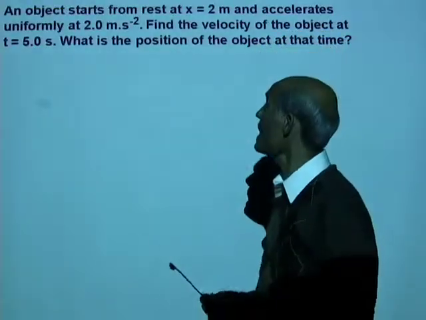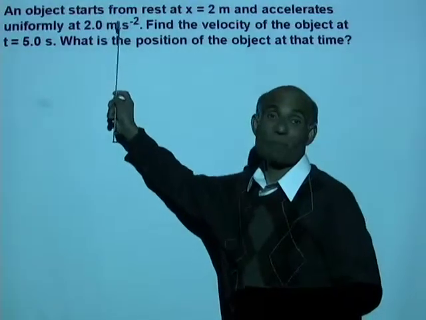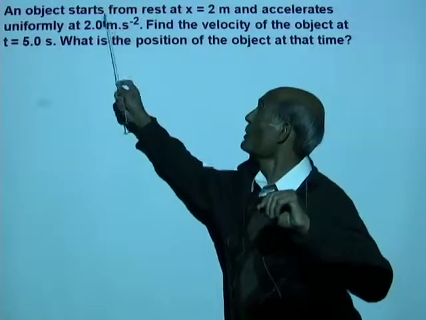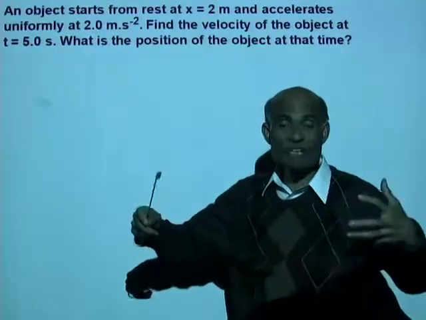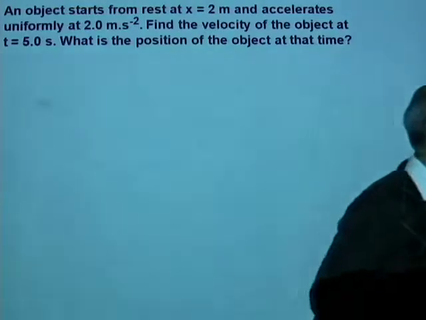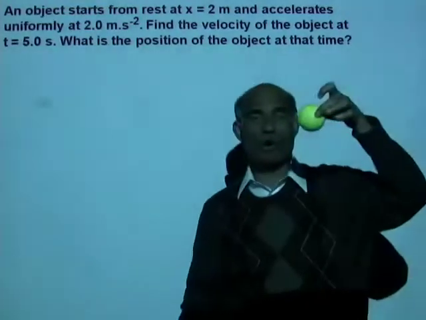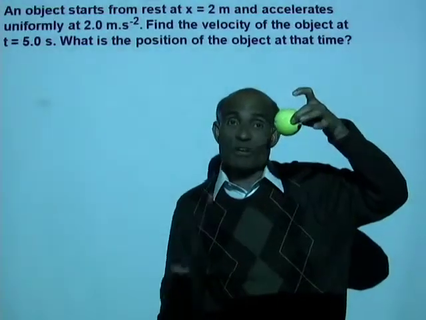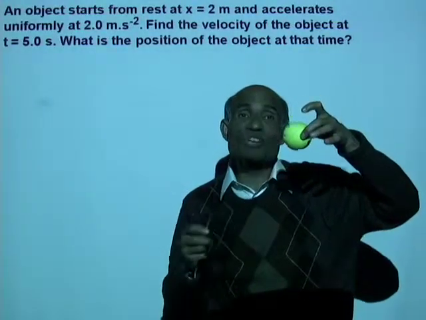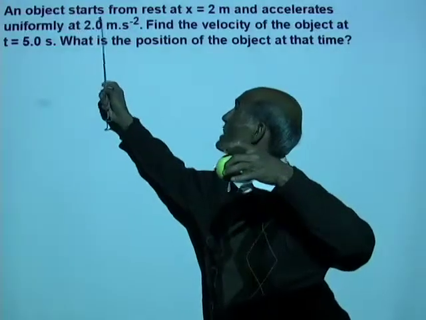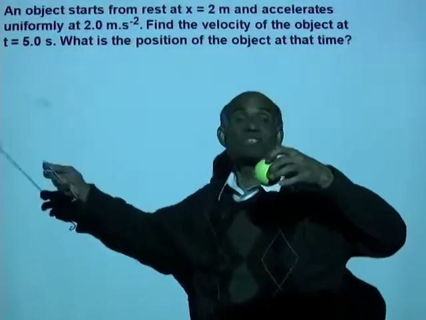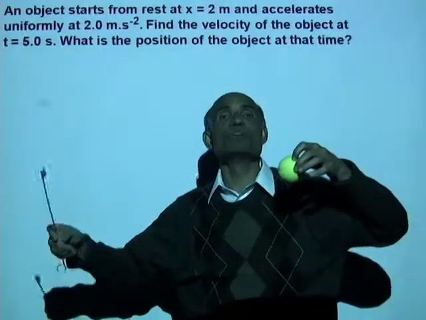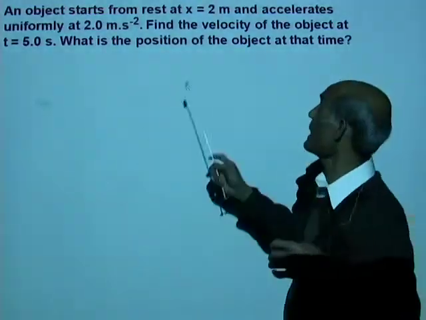An object starts from rest. Well, I know you are not physics students, but these are problems from our everyday life. An object starts from rest. Now here I have a ball, it is at rest, and it starts moving. It means its initial velocity is 0. So if an object starts from rest, its initial velocity is 0. What does that mean? When t equals 0, the velocity equals 0. That's the meaning of that.